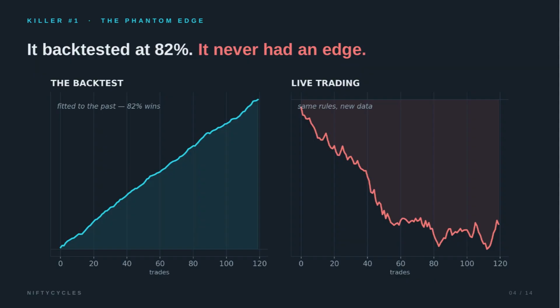An edge needs a reason, some crowd behavior that repeats. If you can't say why it should work, the backtest isn't evidence. It's a coincidence, wearing a suit. Remember the one-sentence edge test? It demands the because, this is why.